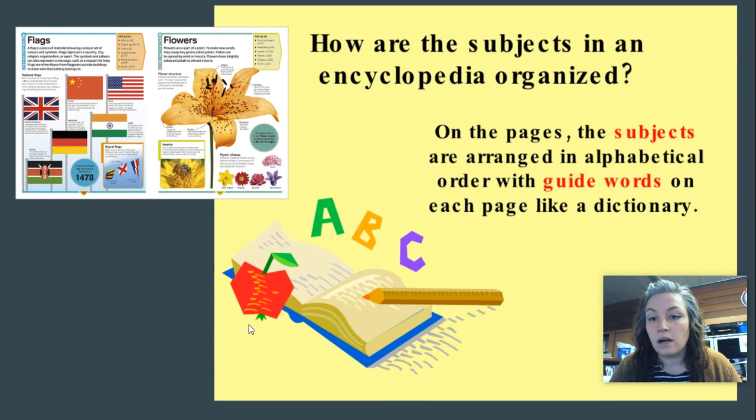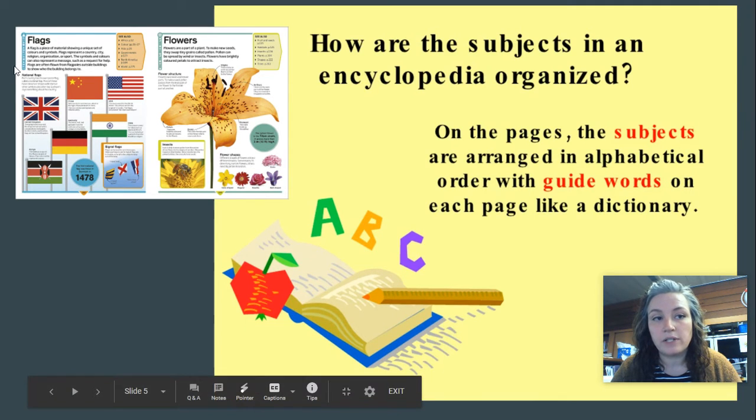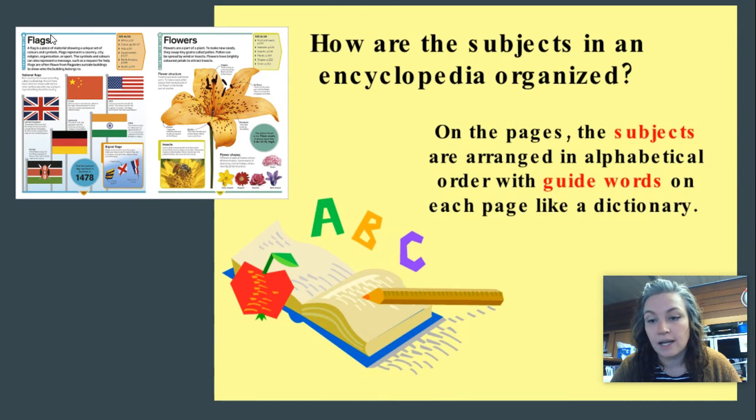The subjects are arranged in alphabetical order under guide words. So, just like we looked at in the dictionary, there's going to be some bold words at the top called guide words that help us know what information is on each page. So, this would be a volume that contained all of the F's. And on this page, I can read about flags. And on the next page in ABC order, I can see the word flowers, and I'll find information there about the topic of flowers.